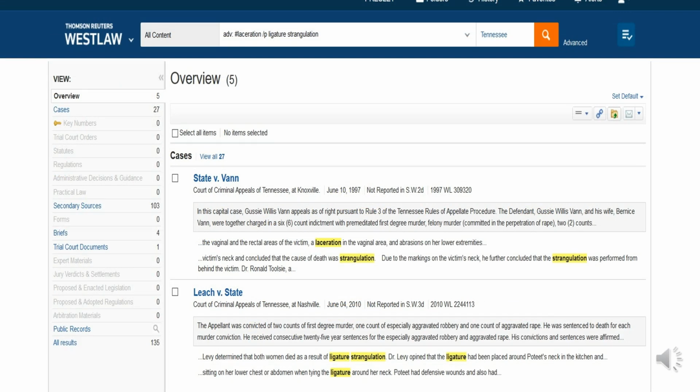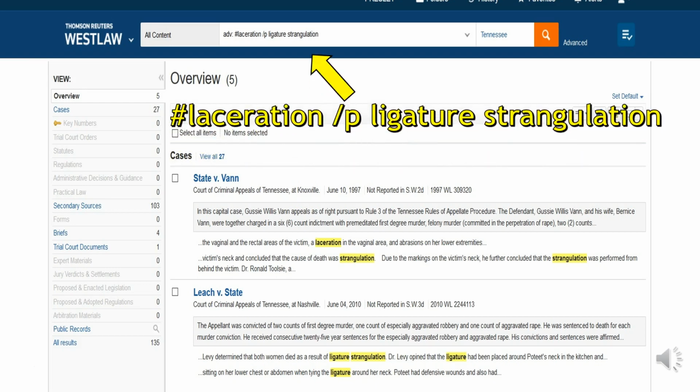On this search, we used two connectors, which were the pound sign and the /P. The pound sign before a word brings you only the singular form. It takes out all plural forms of that word. So we chose pound laceration /P, which is the same paragraph as ligature strangulation. And as you can see, our case was the second case that came up with that search.